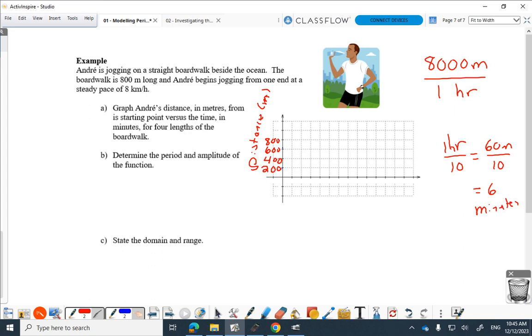That's the non-physicsy way. I could break out a formula, but I think that's the way to think it out if you're not sure on these things. Let me just think about this for a second. He's gone 8,000 meters an hour. So to go 800 meters, that takes him 1/10 of an hour. And 1/10 of an hour is 6 minutes. Okay? So my scale here, it takes him 6 minutes, 4 lengths of the boardwalk.